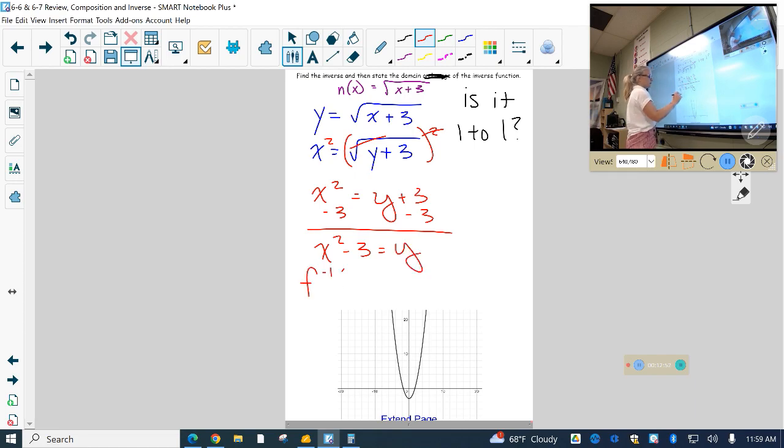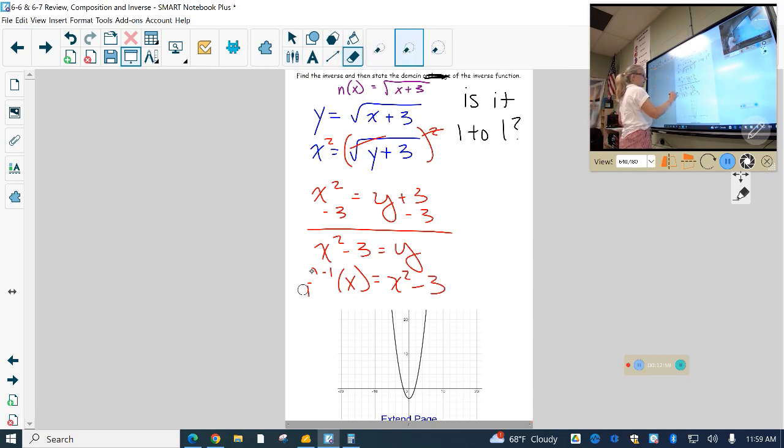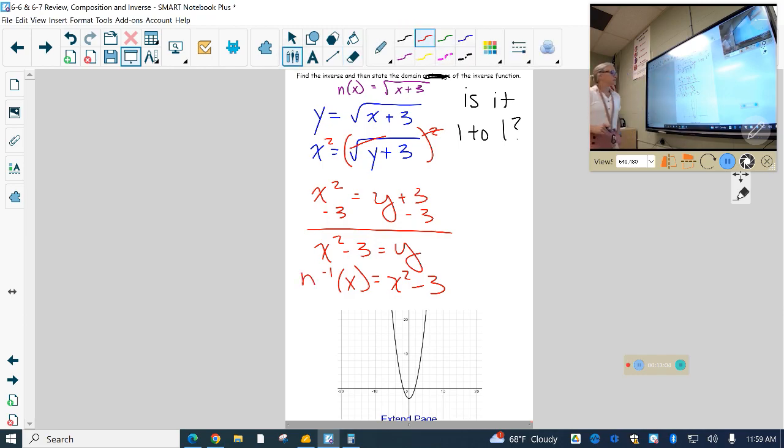Change it to inverse. F inverse, oh, not f. We're talking about n here. My fault, because it started with an n. So n inverse of x equals x squared minus 3. Now if we were to graph that, we would get this.